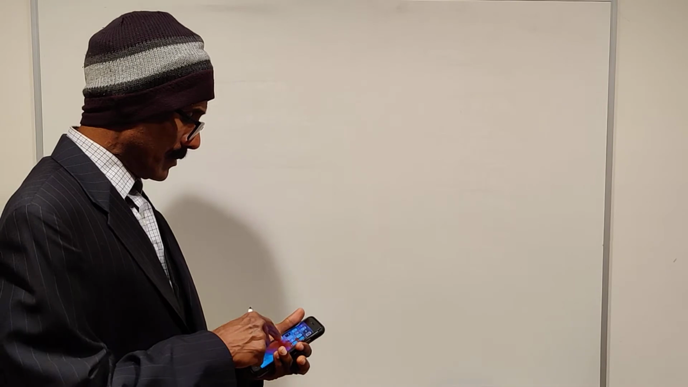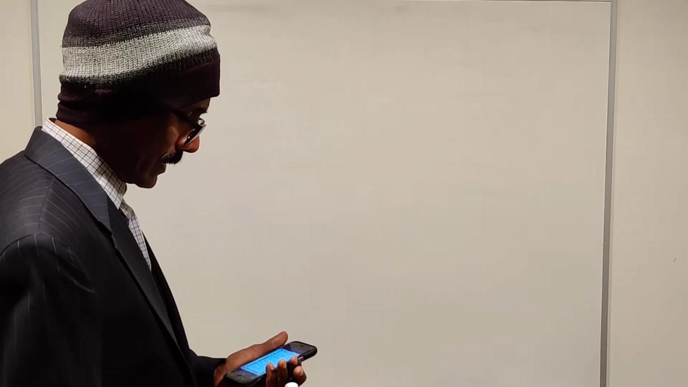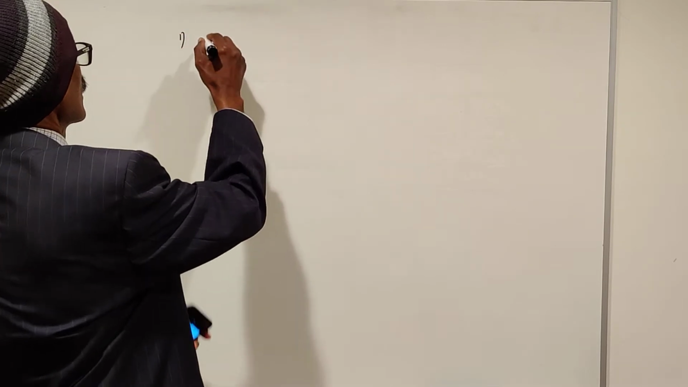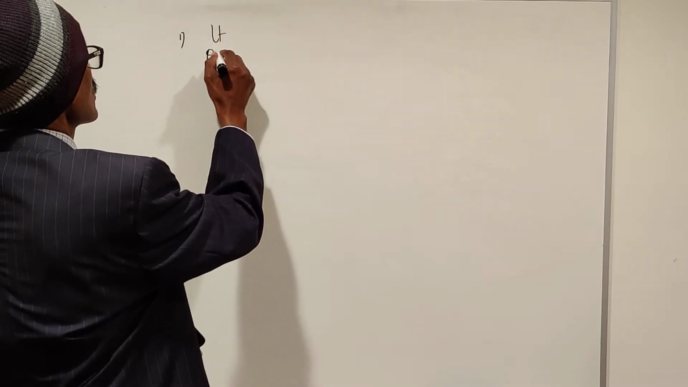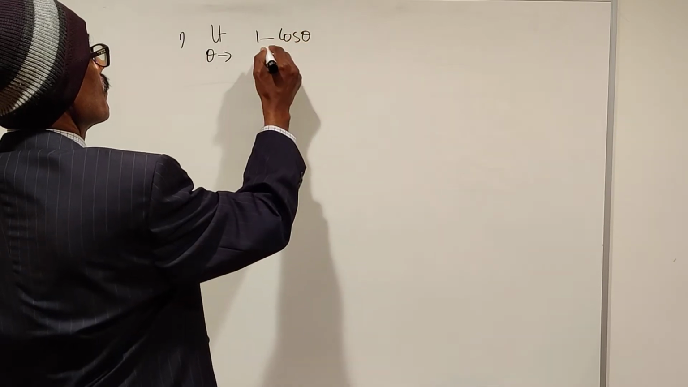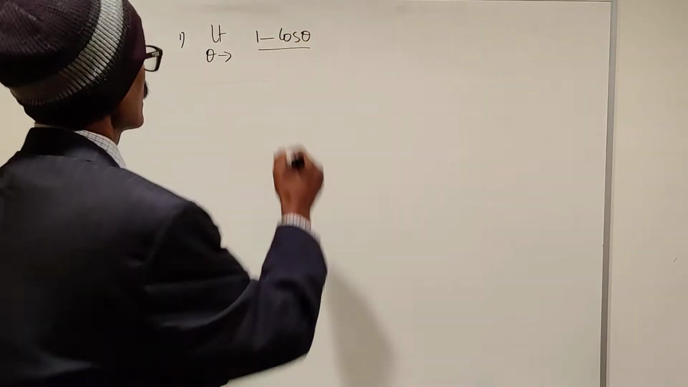The first problem is question number 1. Limit theta tends to 0, (1 minus cos theta) by theta.